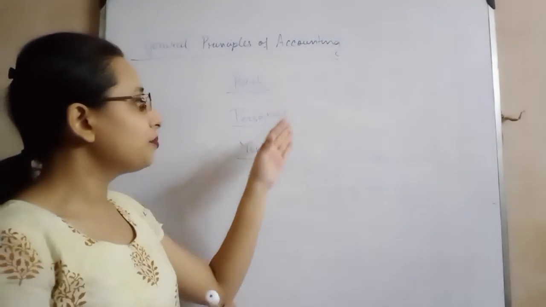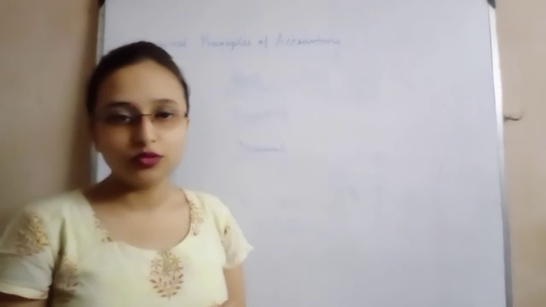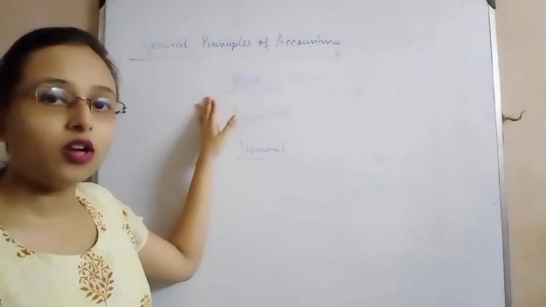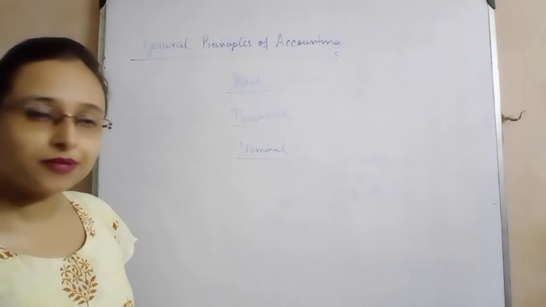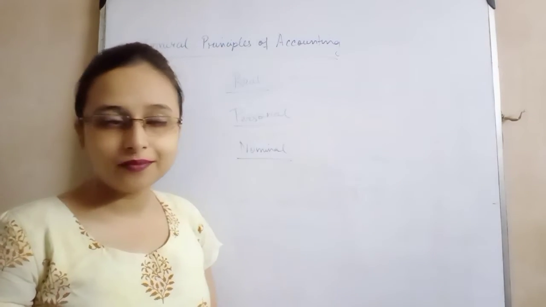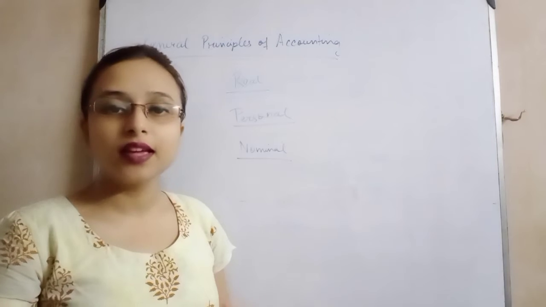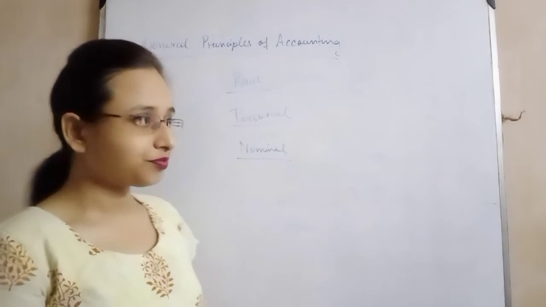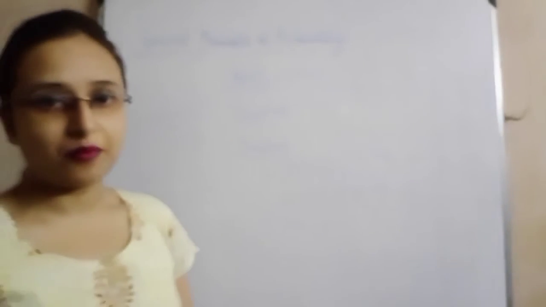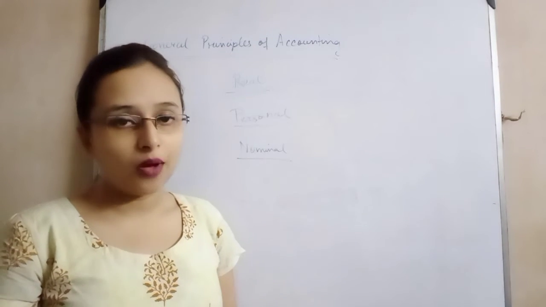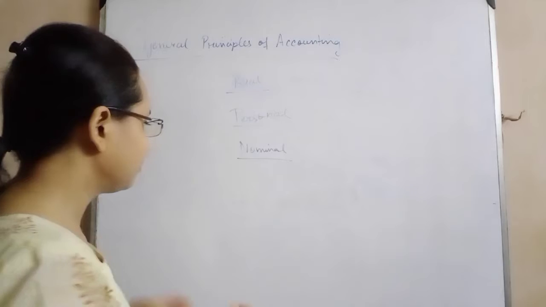So real account, personal account and nominal account. I will repeat this again. Real account is opened to record any asset or property. Personal account is opened in the name of a person. Nominal account is opened to record the income and expenditure. Now I will give you a few examples and you have to classify them into real, nominal or personal.